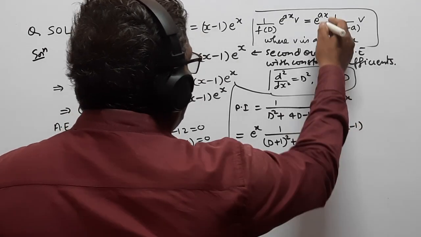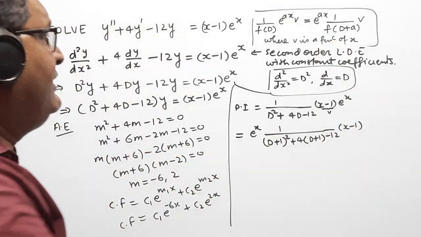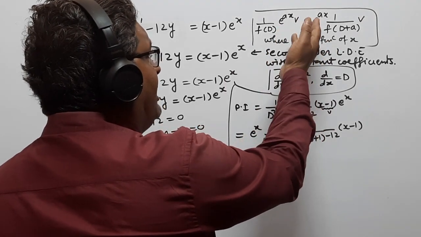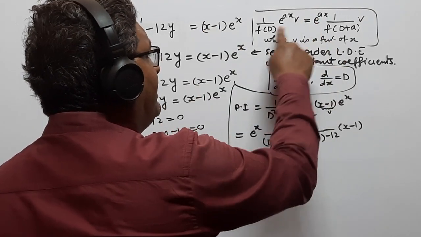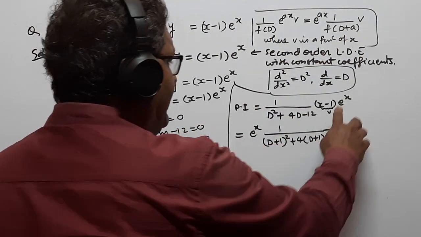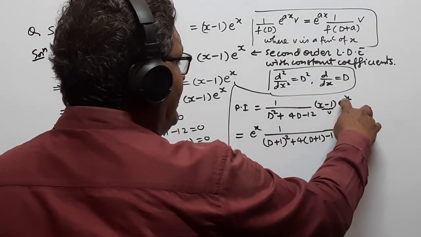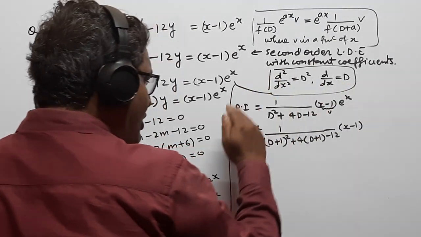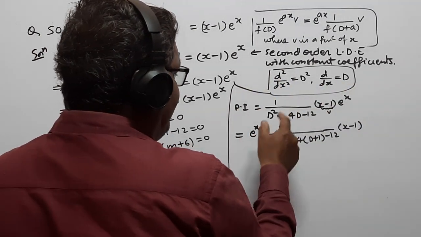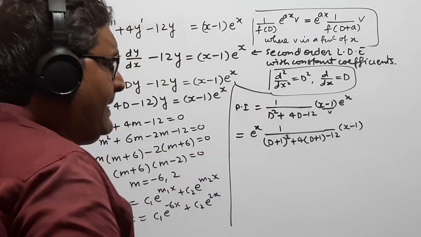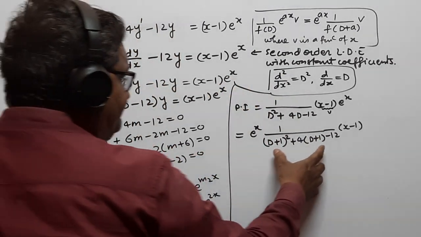You can see here from the above formula, when we take this e to the power ax outside the particular integral, we replace this D by D plus a. Here a is 1. When we take this e to the power x outside the particular integral, we replace this capital D by D plus 1. Now we solve this.